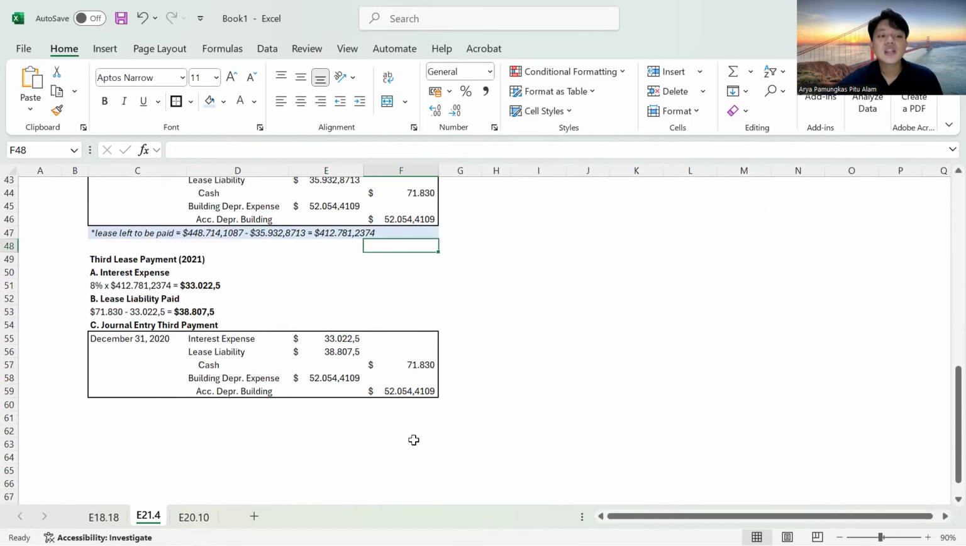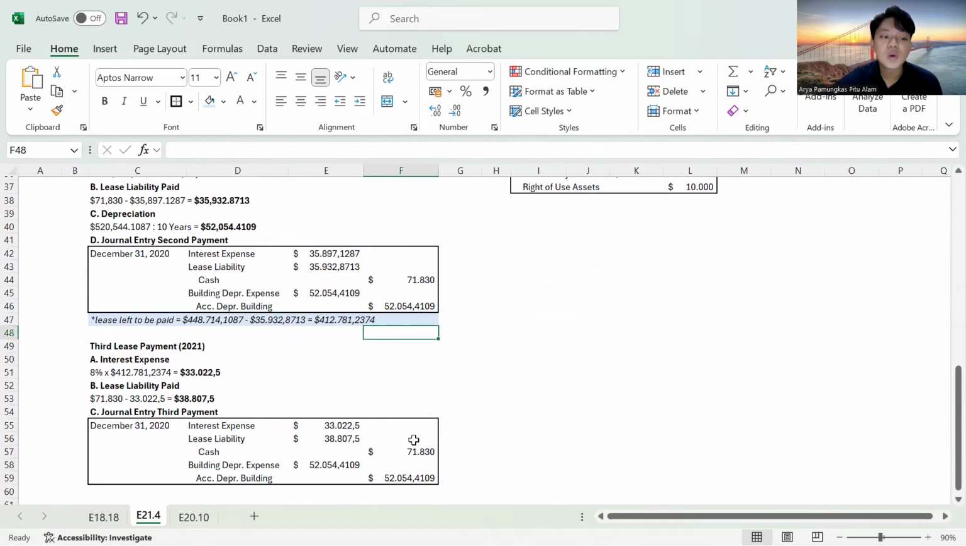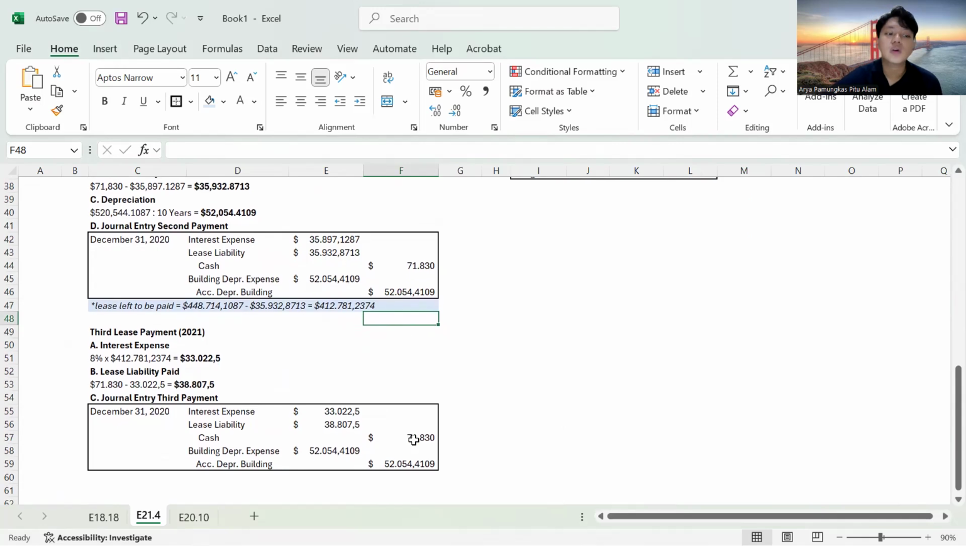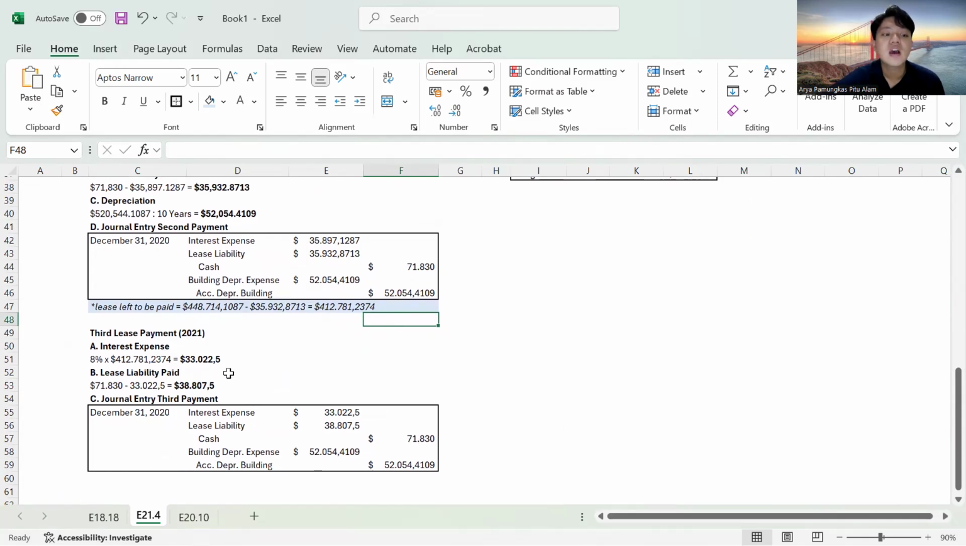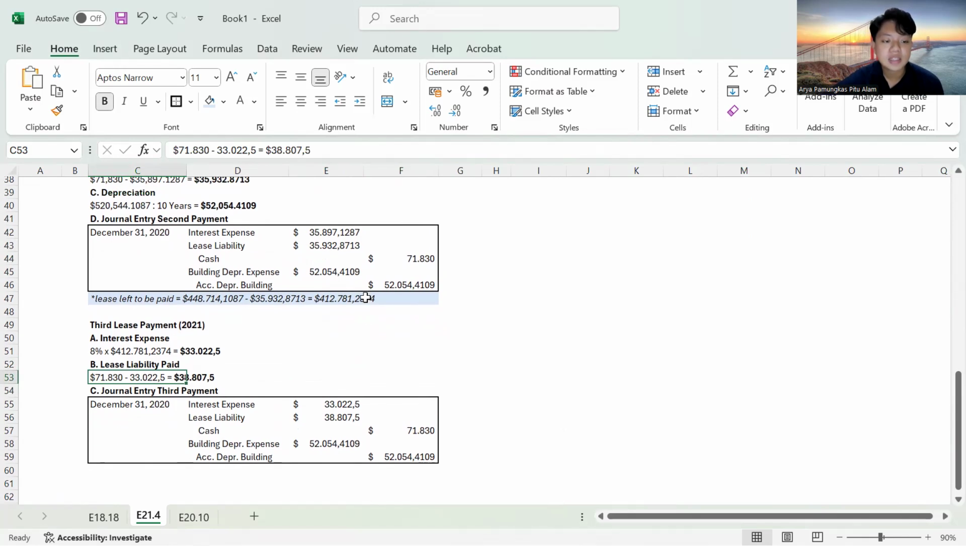And then the last one is the third lease payment, which is going to occur in 2021, where first we are going to count the interest expense. Same as before, we are going to multiply 8% with the lease left to be paid. And here is the result that we got. And then there is the lease liability paid. We are going to minus the annual lease payment with the interest expense. And here's what we got.